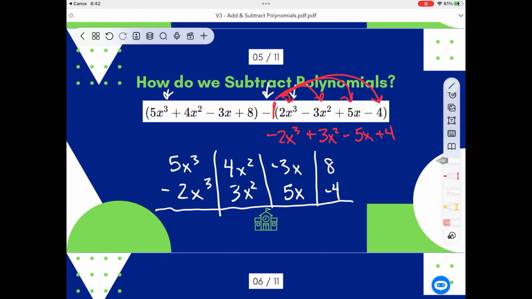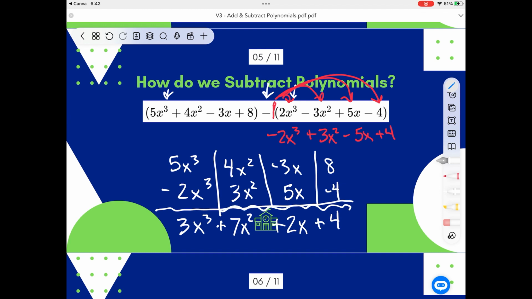If I have 5x cubed and take away 2, that leaves 3x cubed. 4x squared combined with 3x squared makes 7x squared. Negative 3 and positive 5, that's like subtracting 5 minus 3, that leaves 2x that are positive. And then 8 take away 4 leaves 4. So 3x cubed plus 7x squared plus 2x plus 4.